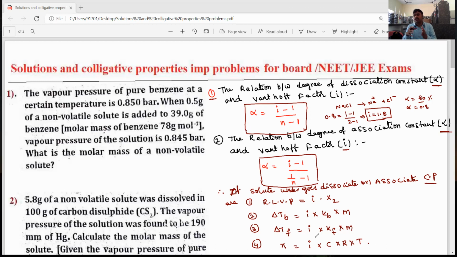Okay, students, now the solutions and colligative properties concepts are all over. Now, based on the colligative properties, what kind of questions are especially asked in the board examination, we will discuss those questions. Later we will discuss the important objective questions. What kind of questions were asked previously in the NEET and JEE examinations, I will also make videos on those questions.